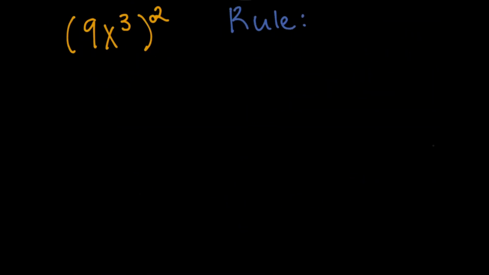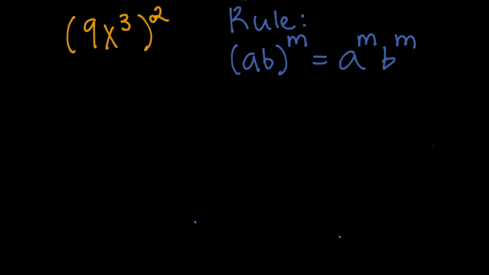So for this problem, we're going to apply the law of power of a product, which is that when you have two values multiplied inside of parentheses and then powered to a value, the answer is that you distribute the power to both terms separately. And so let's start with our problem and identify what our A term is and what our B term is. So our A term is 9 and our B term is x cubed.